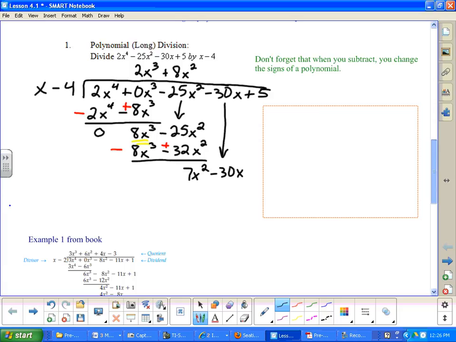Okay, and then we do that process all over again. So 7x squared divided by x is positive 7x. Put that over the x term. Multiply by x minus 4, and we get 7x squared minus 28x.